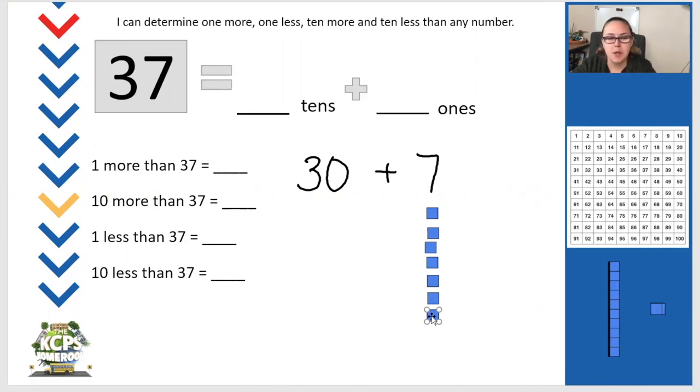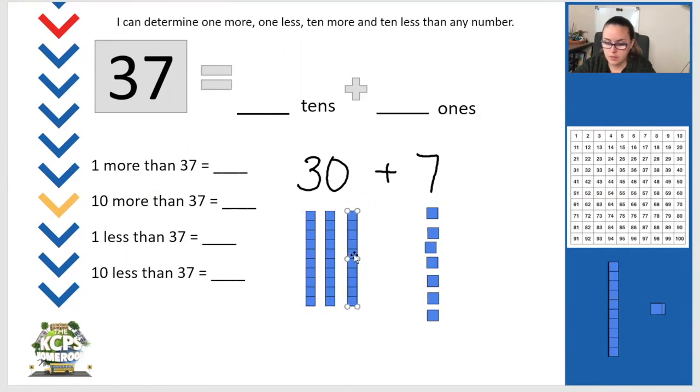Now I don't want to drag 30 individual blocks underneath the number 30. What's a different way I can model 30 using the base 10 blocks we have on hand? That's right. Remember that 1 rod equals 10. How many tens is in the number 30? Here's 10. Let's add another one and see if you can count by tens here until we get to 30. So here's 10, 20, and 30. Great job. So the number 37 is made up of 3 tens and 7 ones. And we've modeled it below using the base 10 blocks.